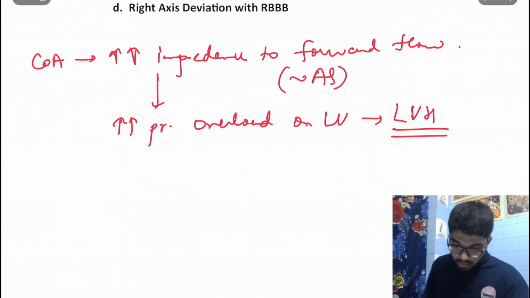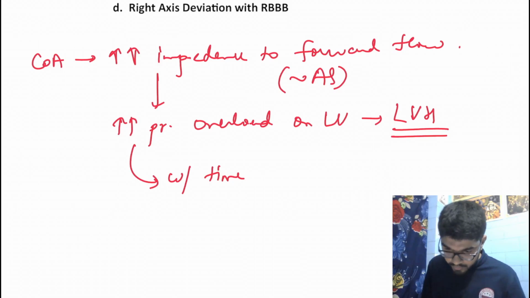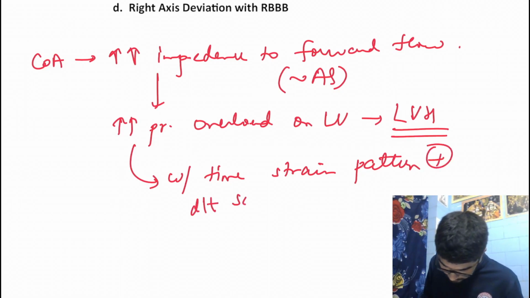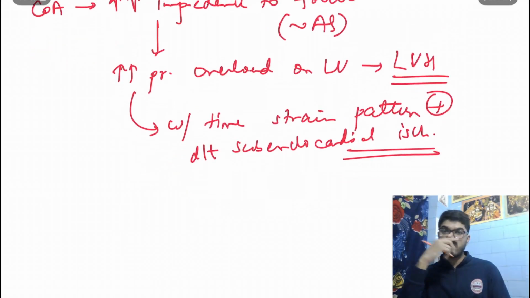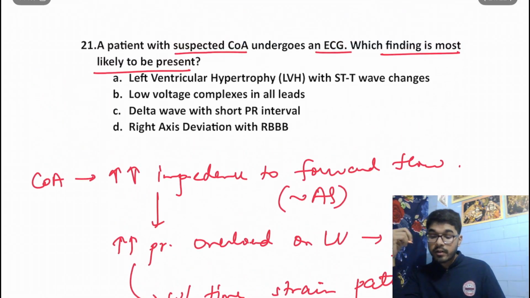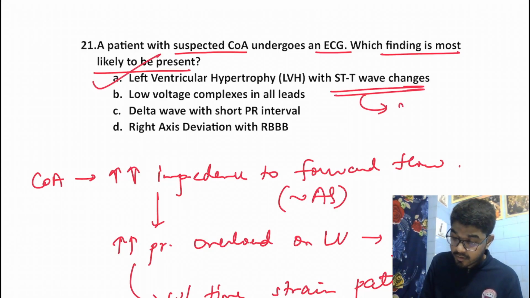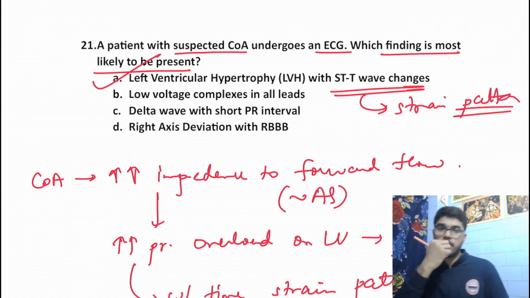Moreover, this increased pressure load with time will develop strain patterns. Strain patterns would be present due to the subendocardial ischemia. So now if we look into the options, left ventricular hypertrophy with ST-T wave changes, this should be our answer. These ST-T wave changes are the strain pattern, due to the subendocardial ischemia.